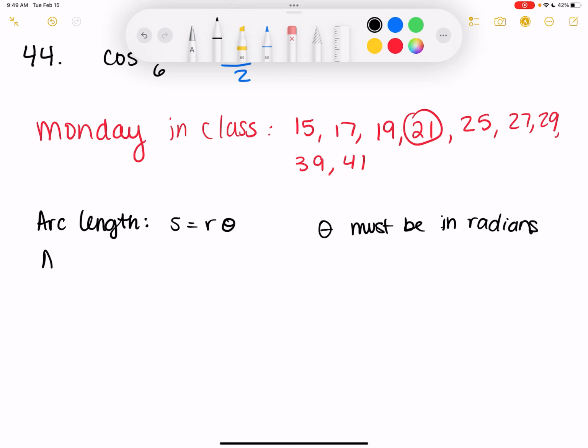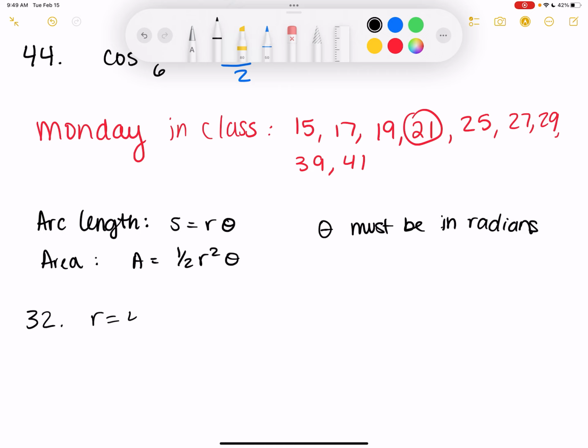And area is A is equal to 1/2 r squared theta. So if theta is not in radians, then you need to convert it to radians. So let's look at an example. Let's do 32 first.